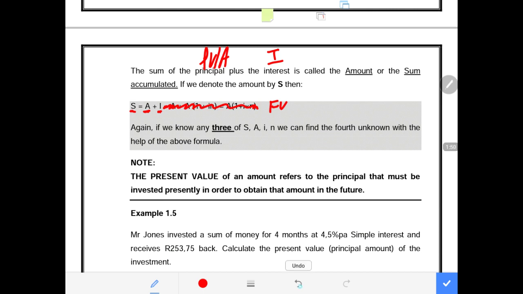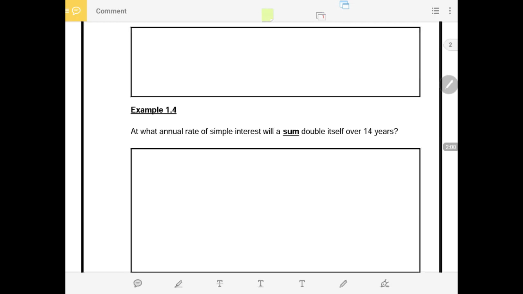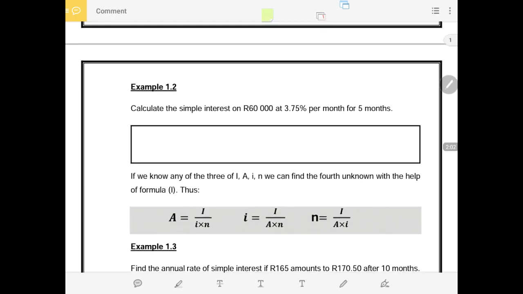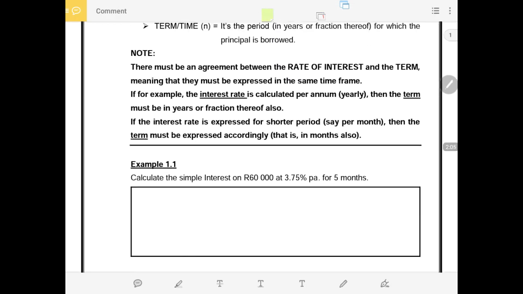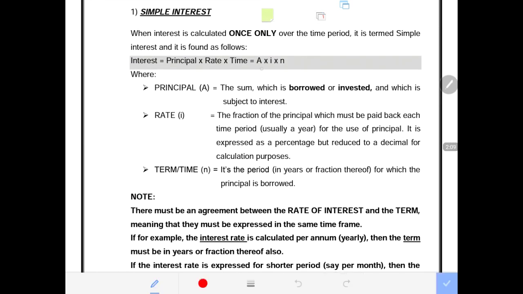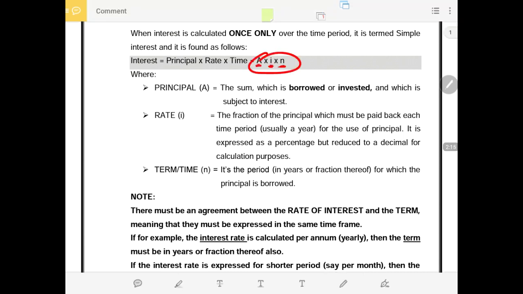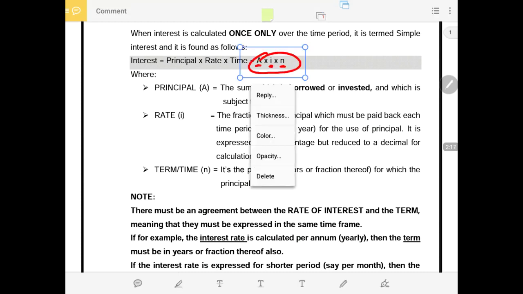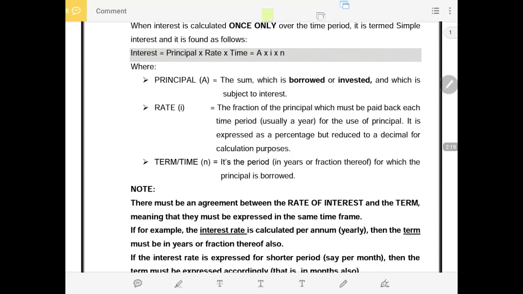And because we know that the interest calculation is equal to A times I times N, that is the formula I brought to your attention in the beginning in terms of the calculation of the interest amount. We said that interest is equal to amount invested times the interest rate times N, which is the period the amount is invested. So now that will give us the interest amount.